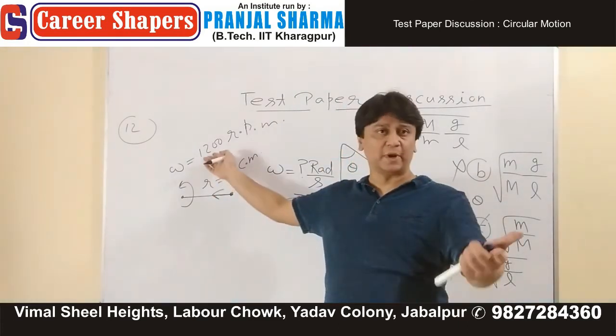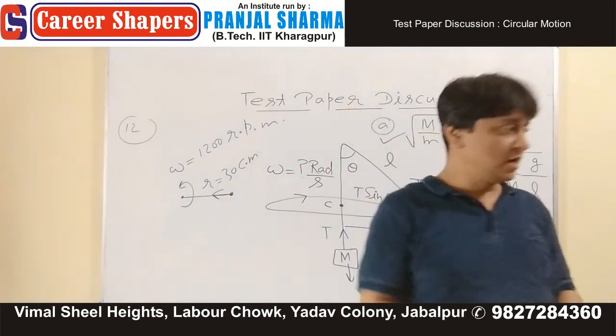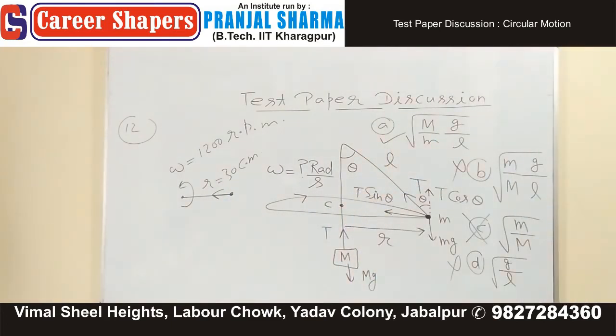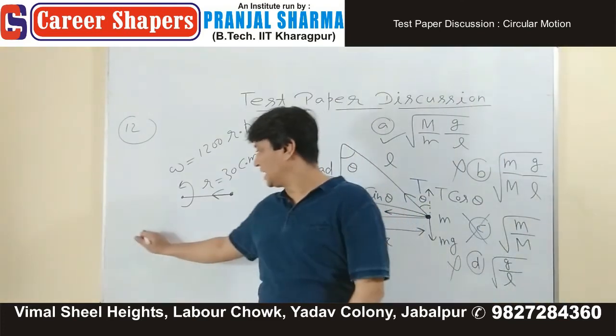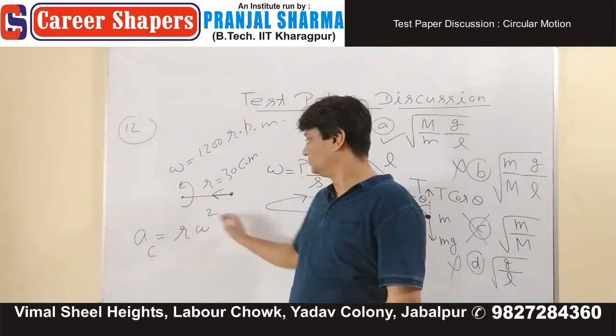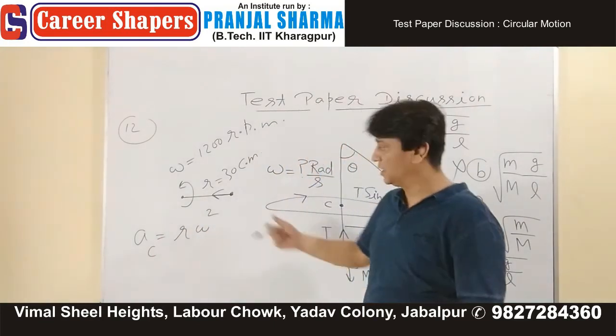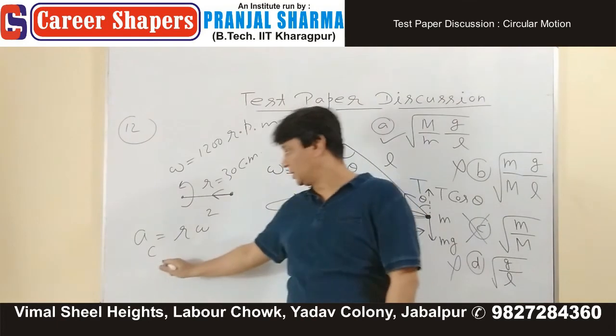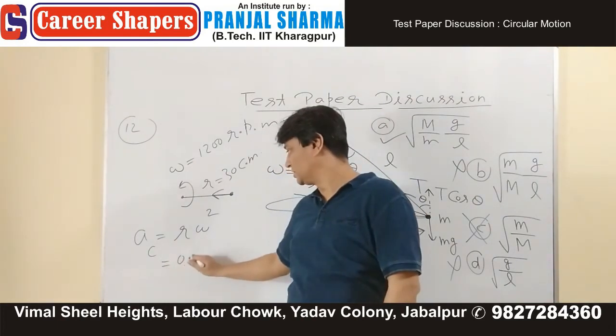They have given us omega. There is no change in omega. If there is no change in omega, the only acceleration you have is what? Centripetal. What is centripetal acceleration? R omega square. What is R? 30 centimeter, that is 0.30.